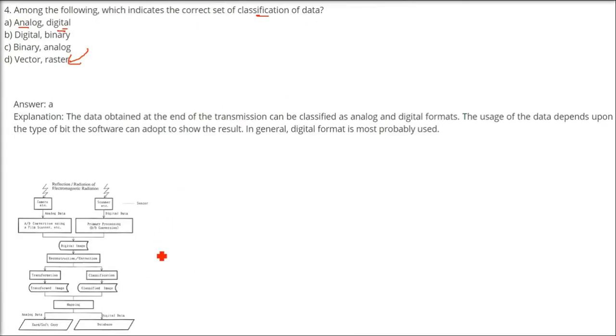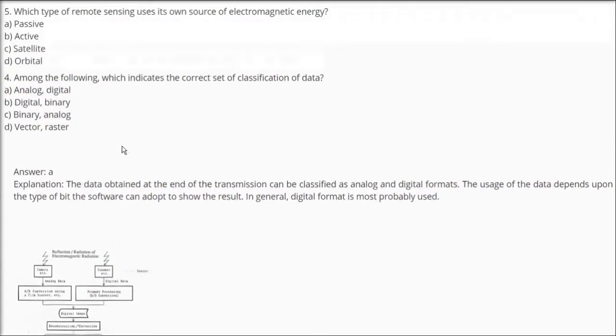One more thing, this raster vector, as I said, it will come later. It will be a classification. It is the classification of data only. Which type of remote sensing uses its own energy of electromagnetic energy?